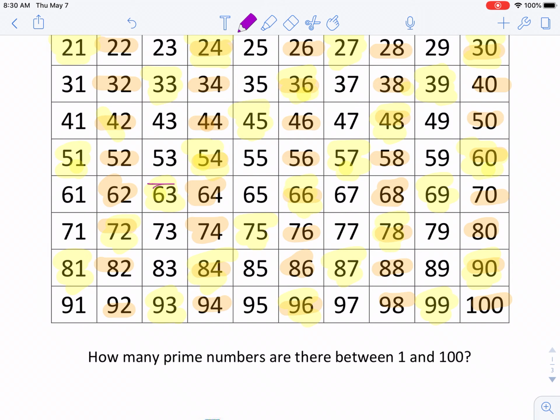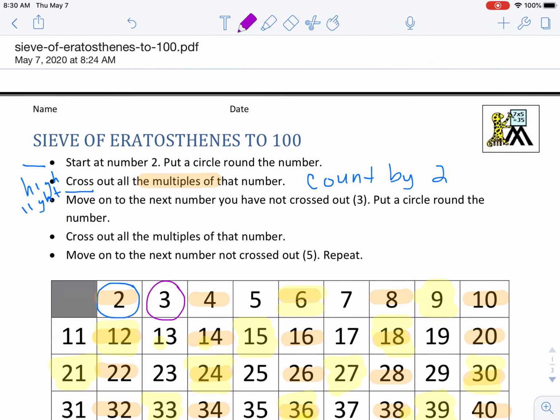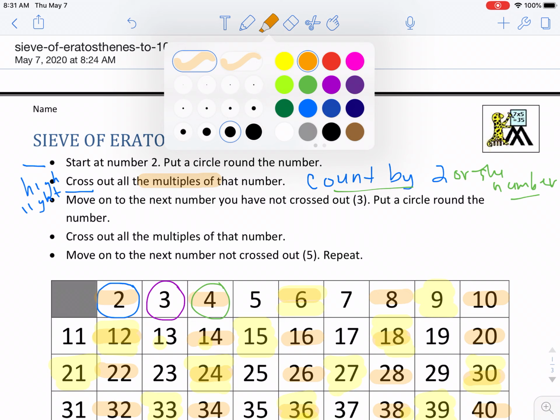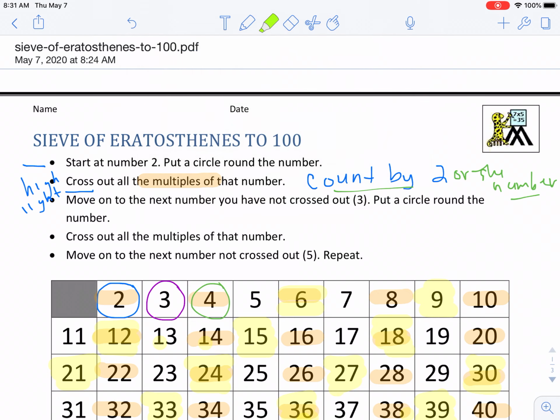Okay. Now we're going to do 4s. So I'm going to circle 4. Okay. Now you're going to count by 4. So I'm going to just add the number that you start with. That's what you're counting by. Okay. So we're at 4. I'm going to change my highlighter color again, because I think it looks kind of cool. So we're going to count by 4s.